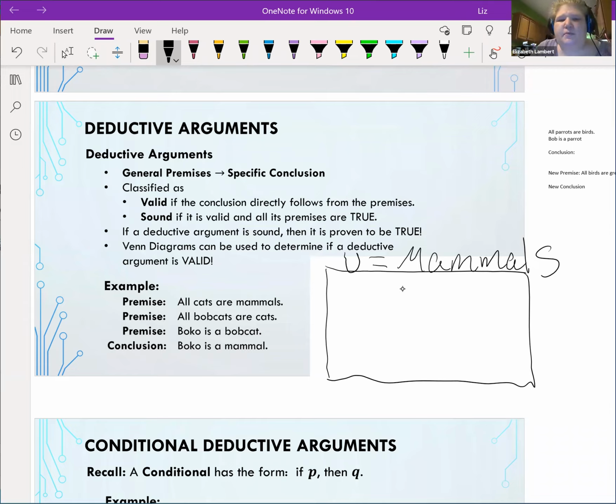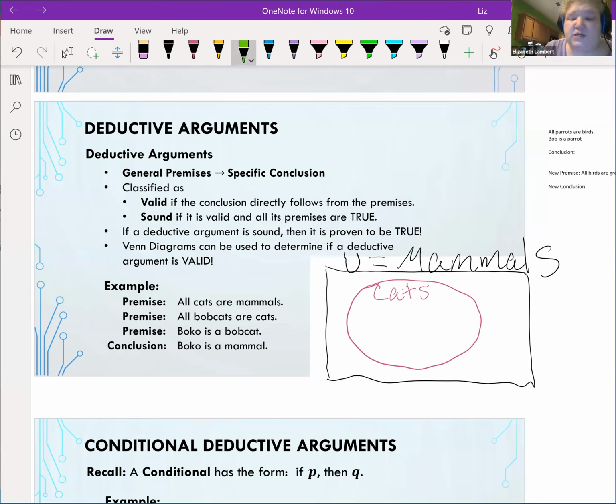Okay, so we have our mammals. All cats are mammals. So this means within our universe of mammals, there is a collection that I could get them all together and, okay, nobody corrals cats, but you get the theoretical idea. And then we call all of those cats. Then we have the next premise, all bobcats are cats. So within this circle of cats, there is another group that is bobcats.